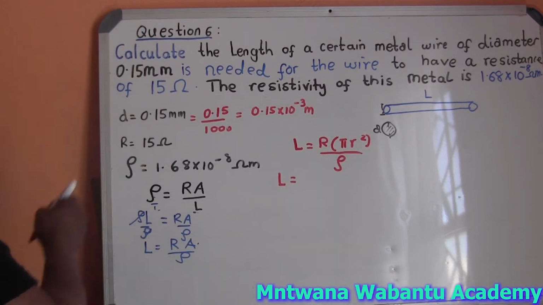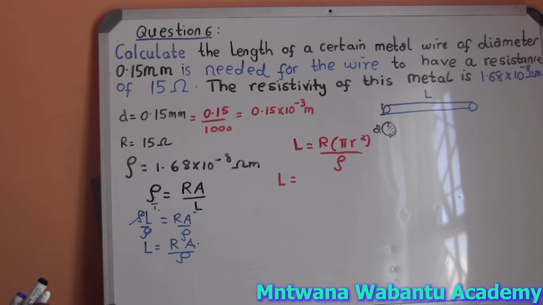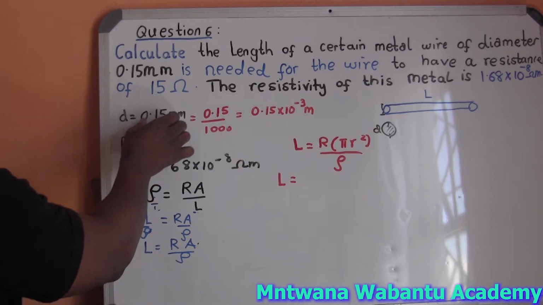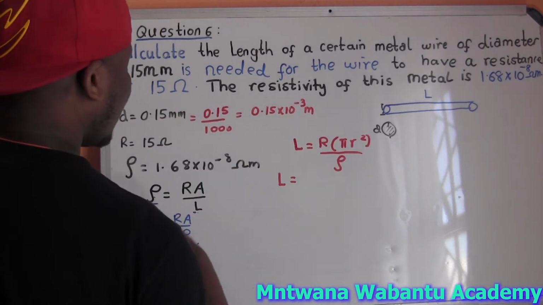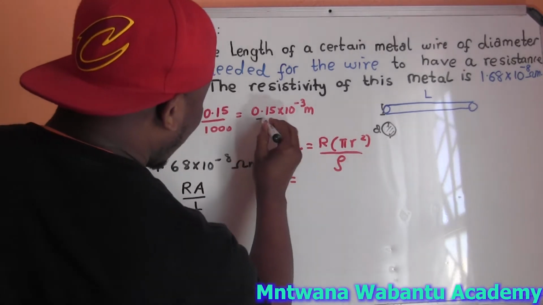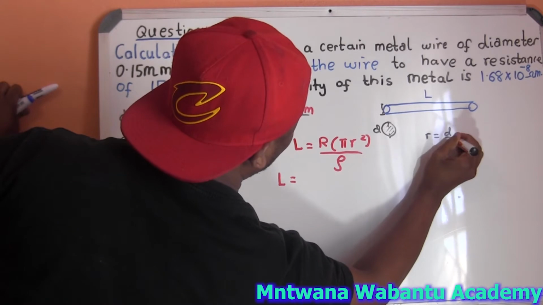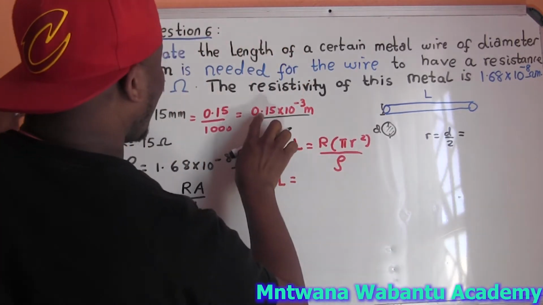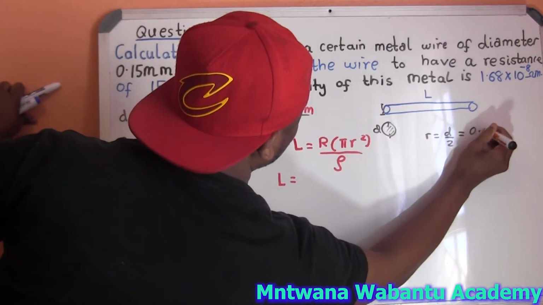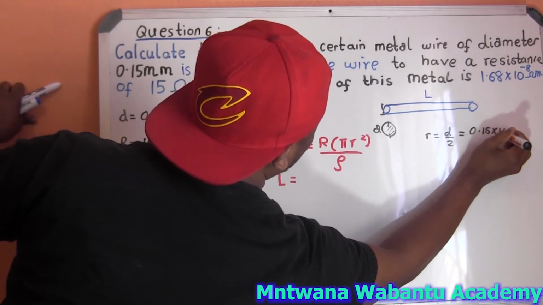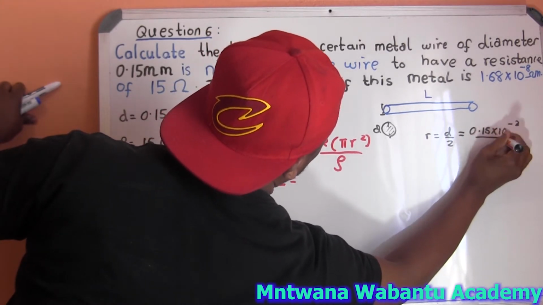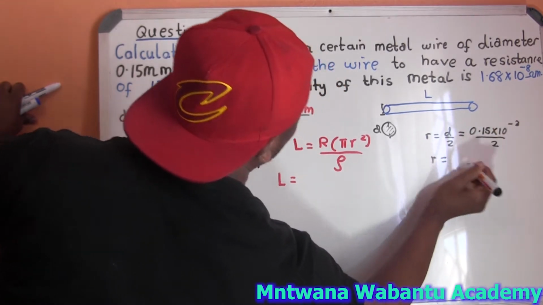We have a diameter, so we don't need the diameter, we just need the radius. How do we get the radius? Take your diameter and divide by 2. So radius equal to diameter over 2, which is 0.15 times 10 power negative 3 divided by 2. This is going to give us our radius.